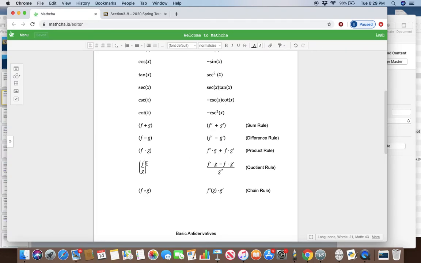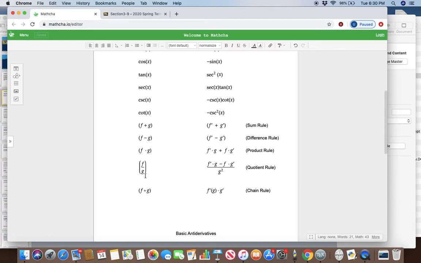And then there are these rules. For addition, you take the derivative of each piece and then add. Likewise, for the derivative of a difference, you take the derivative of each piece and then take the difference. This is the product rule. Derivative of f times g: derivative of the first, second as it is, plus first as it is, derivative of the second. You are multiplying there, you see.